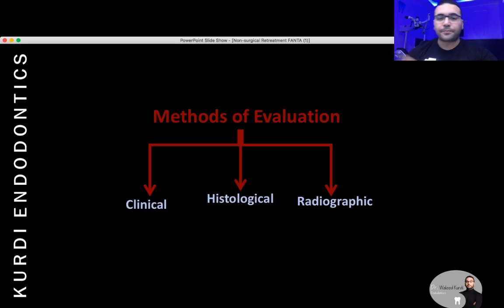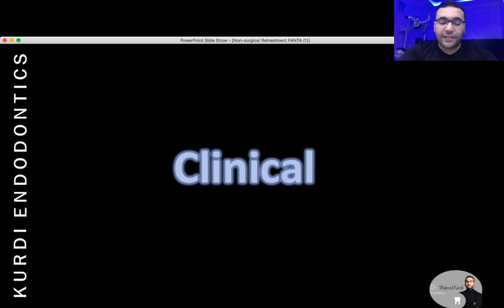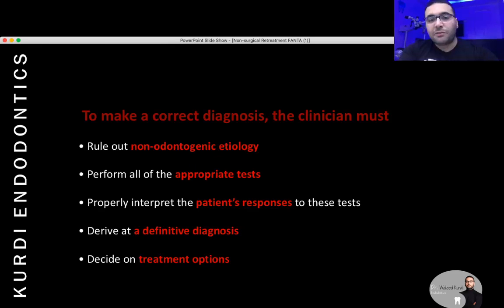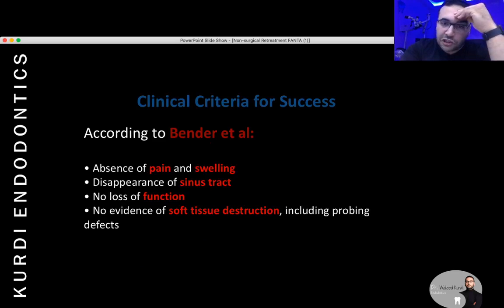Anyhow, now for the evaluation, we have clinical, histological, radiographic, as we always said, but histological here will not be very important. The important here is clinical and radiographic. Clinically, you should make a correct diagnosis. You should rule out all the non-odontogenic etiology. You should perform all the appropriate tests. You should interpret the patient's responses to these tests. You should make a good definitive diagnosis and decide a good treatment decision or option.